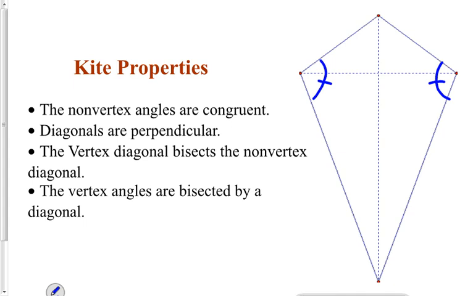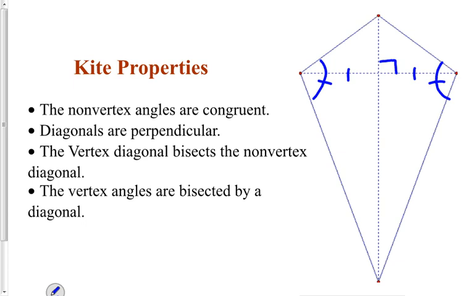The diagonals of a kite are perpendicular to one another. You can see in our diagram the diagonals are already drawn in there with the dotted lines, and now we know that they are perpendicular to one another. The vertex diagonal, which would be this diagonal because it connects the vertex angles, bisects the non-vertex diagonal. So what we know is that this segment is congruent to this segment.